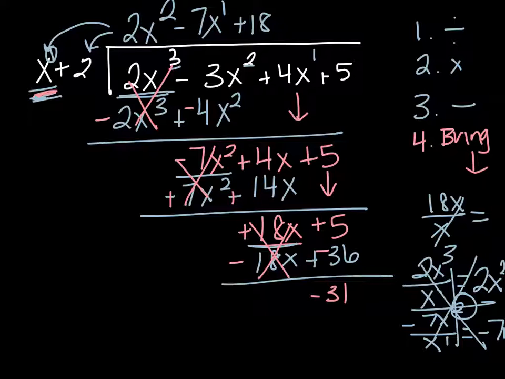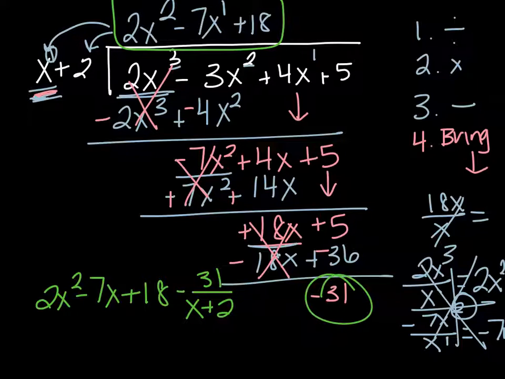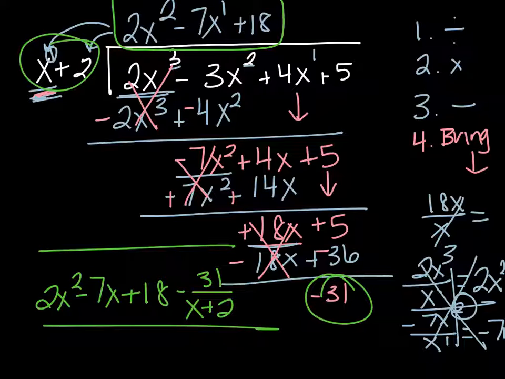So I'm going to write my final answer. This is my answer. So 2x squared minus 7x plus 18 with a remainder of 31 over x plus 2. This is the part over the whole. So here's my final answer in green.